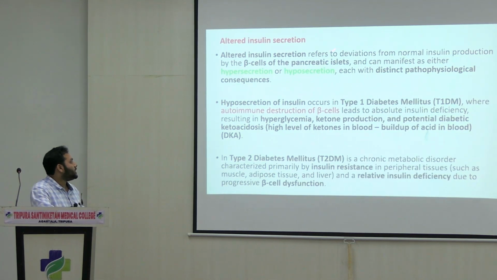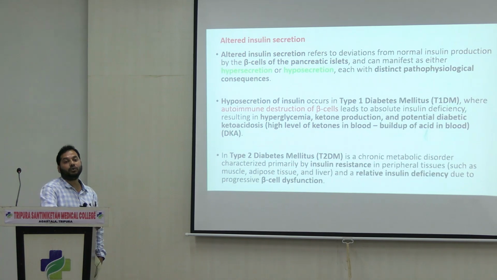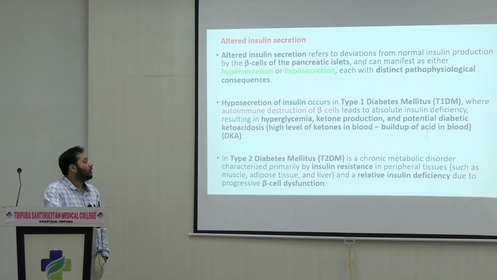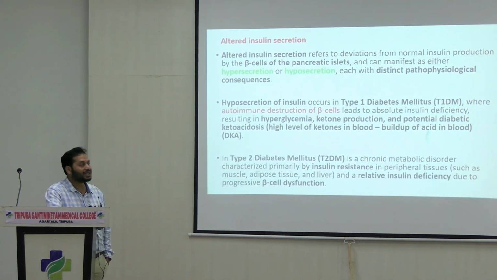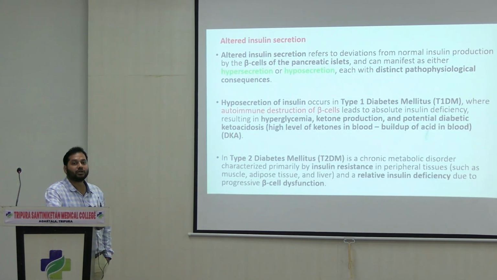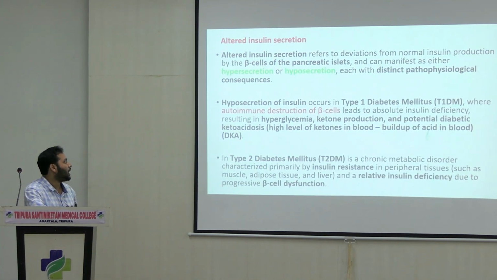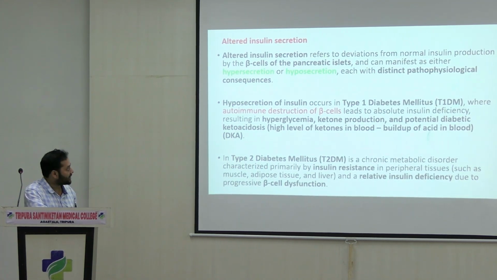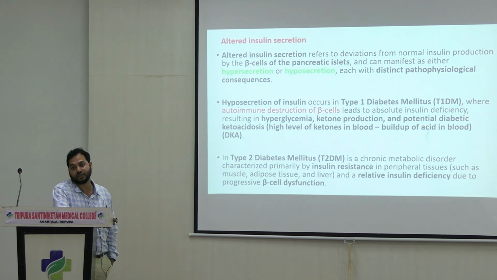Altered insulin secretion refers to deviations from normal insulin production. Generally, we know the most important cells involved in the secretion of optimum insulin are the beta cells, and sometimes there are alterations of this optimum secretion. Due to these altered secretions, two physiological conditions may arise: hypersecretion or hyposecretion. Both conditions are very important in the physiological aspect. Now see what the most important consequences are that may develop in these conditions.